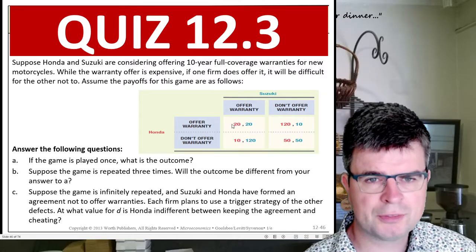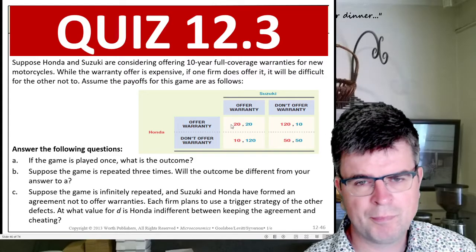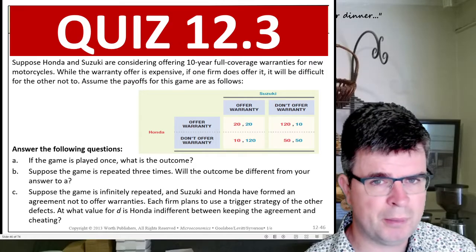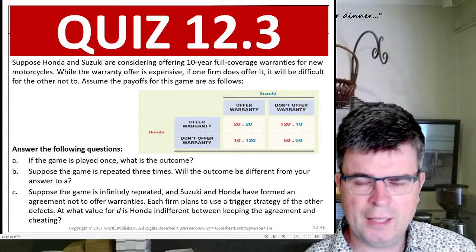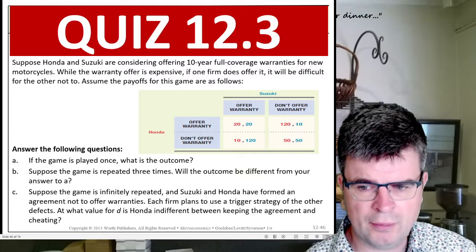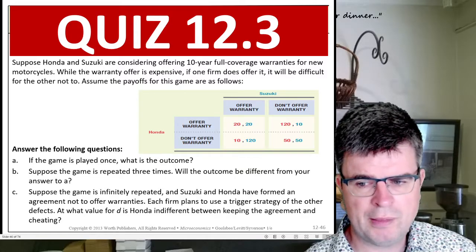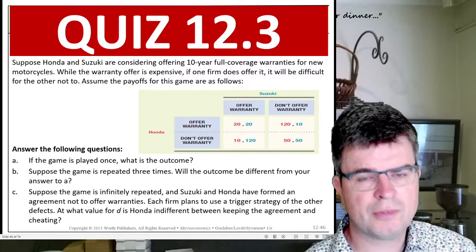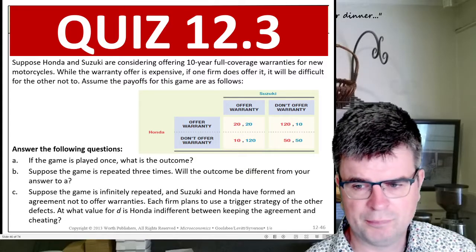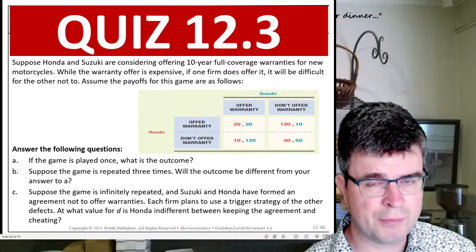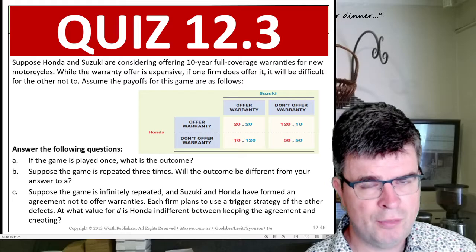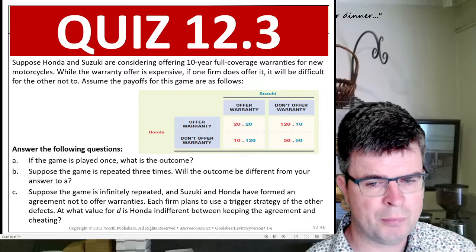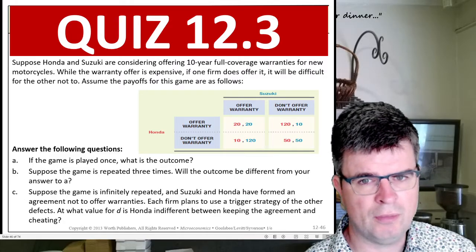The questions asked are, if the game is played once, what is the outcome? Suppose that it's finitely repeated, in this situation 3 times. What will the outcome be, different from the answer to A? And now suppose that the game is infinitely repeated and both firms have formed an agreement not to offer warranties, but they each plan to use a grim trigger strategy if the other defects. In that case, if both use the grim trigger strategy and the game is infinitely repeated, at what value of the discount factor D is Honda indifferent between sticking to the agreement and defecting on it?